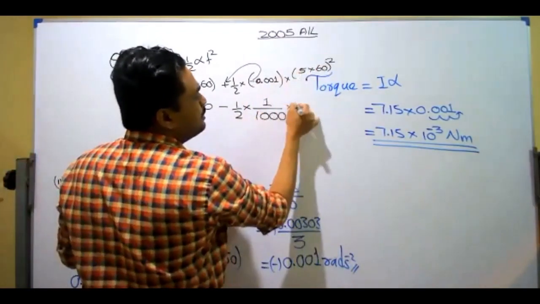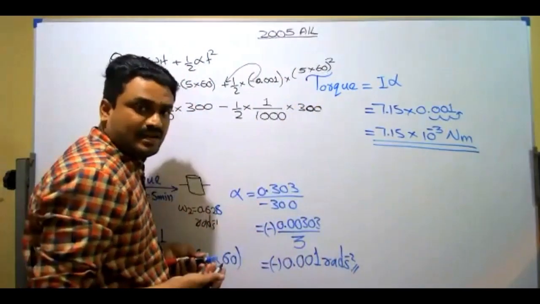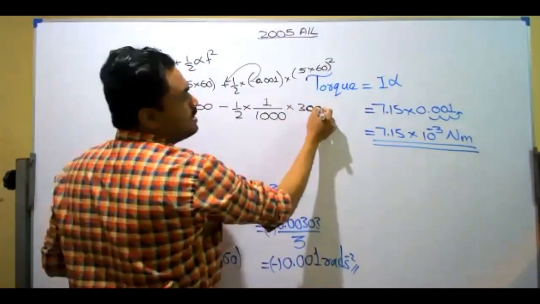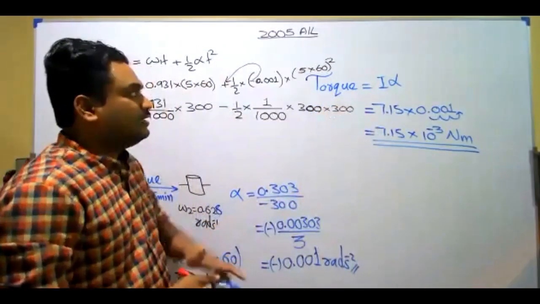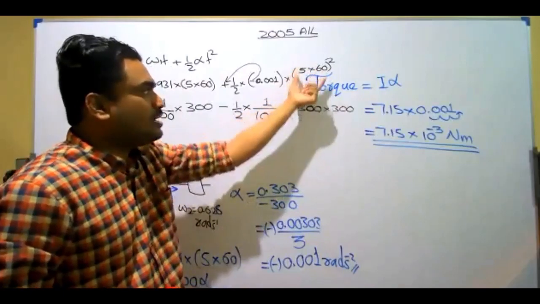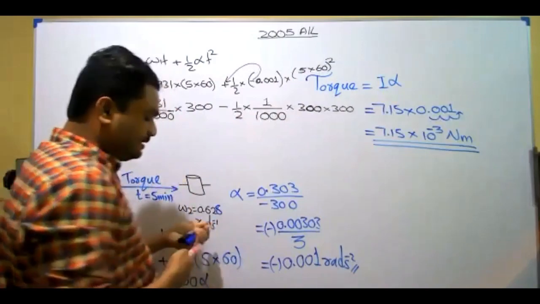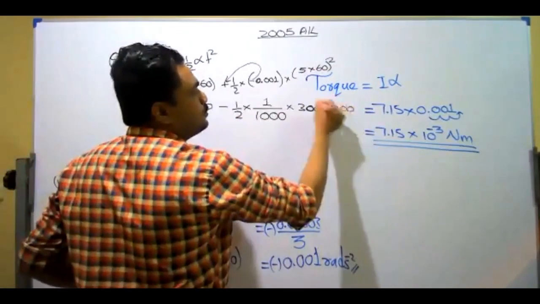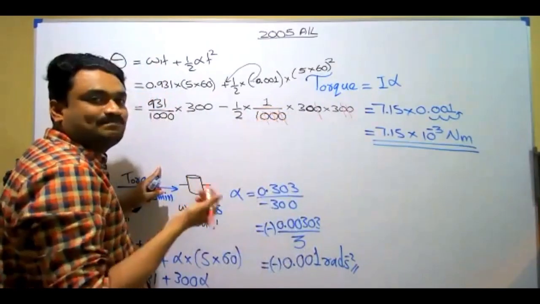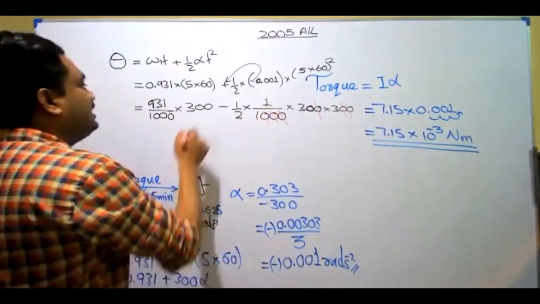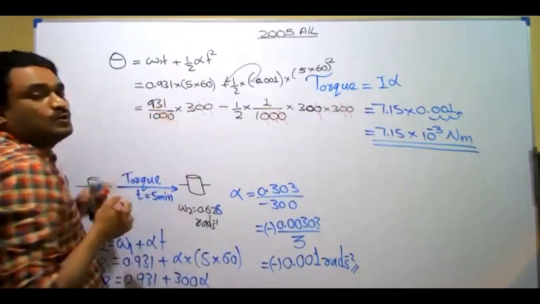5 times 60 is 300. Square of 300 means you should write another 300. That's how you get the square. Square of 300 means 300 into 300. Now you can cancel out easily. Look here: 1, 2, 3 zeros can be cancelled out with these 1, 2, 3 zeros. Simple. Similarly, here we have 1, 2 zeros. They can be cancelled out with these 2 zeros.